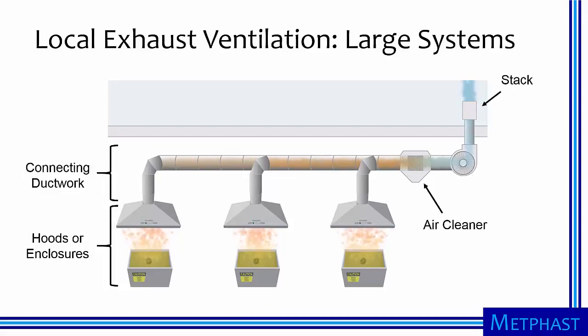Air from a local exhaust ventilation system can be cleaned and then recirculated back into the facility, but this practice should be restricted to contaminants of low toxicity. Air is moved through the system by a large industrial fan. We will spend most of our time today on local exhaust ventilation systems because these systems are most effective at reducing exposures in the workplace.